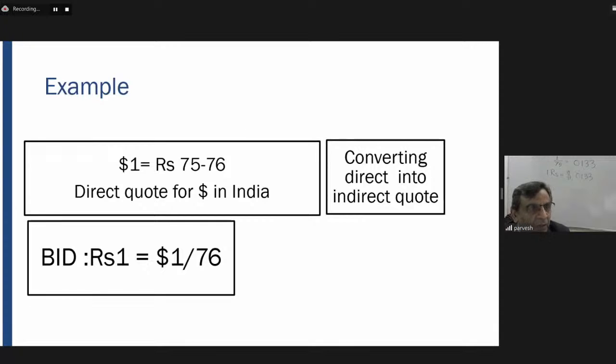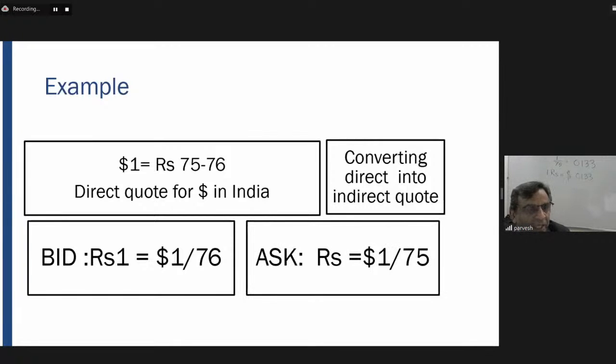The bid price will be: 1 rupee will be equal to $1 divided by 76. So I'm converting from a direct quote to an indirect quote, so now I am talking about how many dollars 1 rupee will be equal to. And the ask price will be 1 rupee equals $1 divided by 75. So now we are just reciprocating and interchanging the quotes. The bid and ask will change.